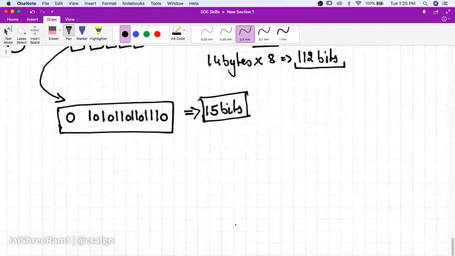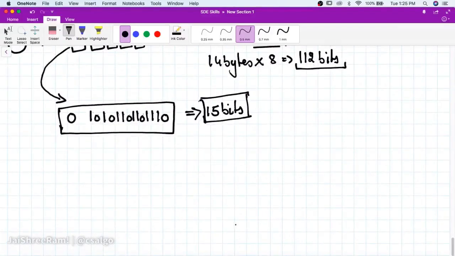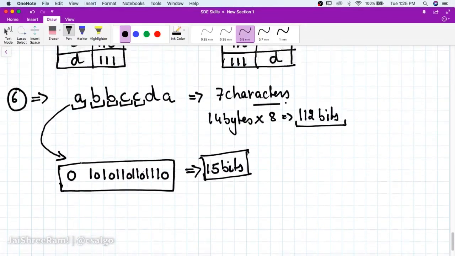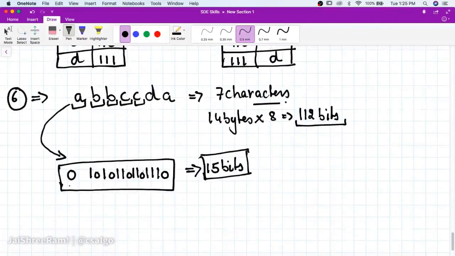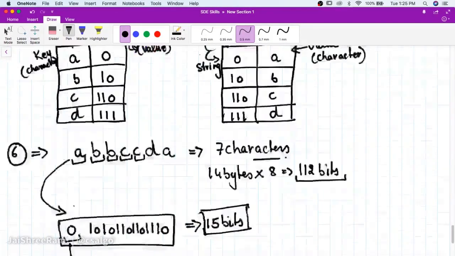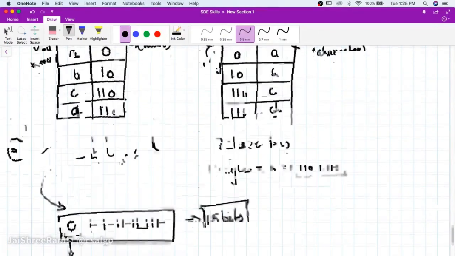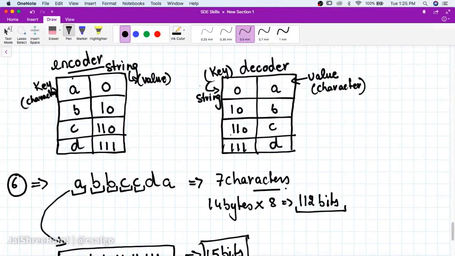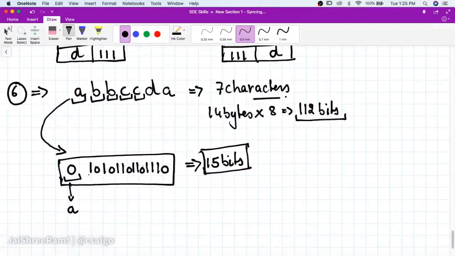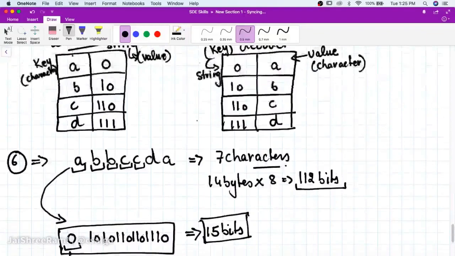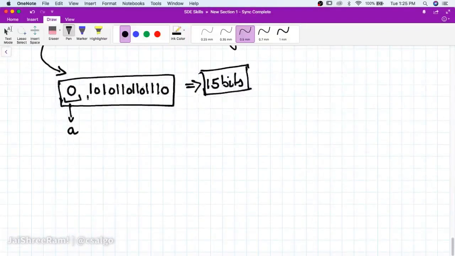Now, when we read this from the file again, let's see how it will be decoded. For 0, in the decoder we had A. Now here 1, and for 1 we had nothing. Now again 0, so 10 is the combination and we had B here. So for this string we had a B.